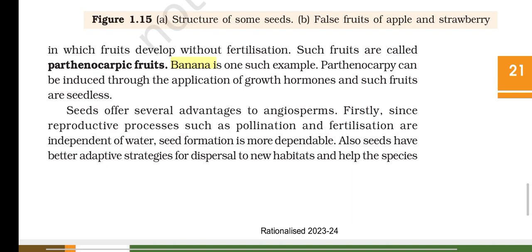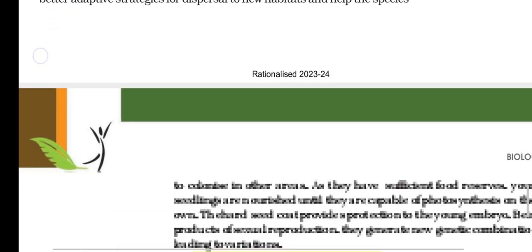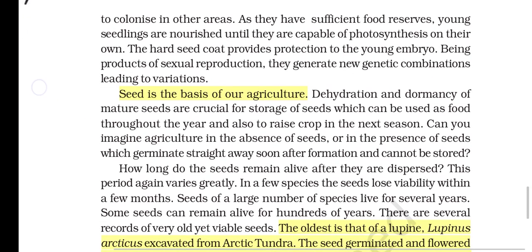Parthenocarpy can be induced through the application of growth hormones, and such fruits are seedless. Seeds offer several advantages to angiosperms. Firstly, since reproductive processes such as pollination and fertilization are independent of water, seed formation is more dependable. Also, seeds have better adaptive strategies for dispersal to new habitats and help the species to colonize other areas.